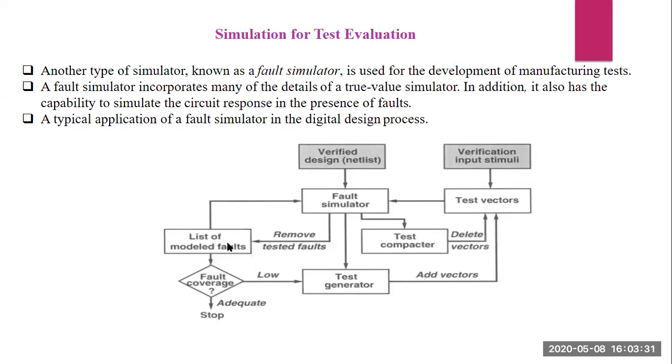So we have different types of model faults. Why? Because we have functional faults or logical faults. So we have different types of faults basically. Based on what type of fault model we have, based on that condition, you are going to detect the fault coverage, and you are going to identify whether it is a low fault or adequate fault. If it is adequate fault, it is going to stop the verification process.